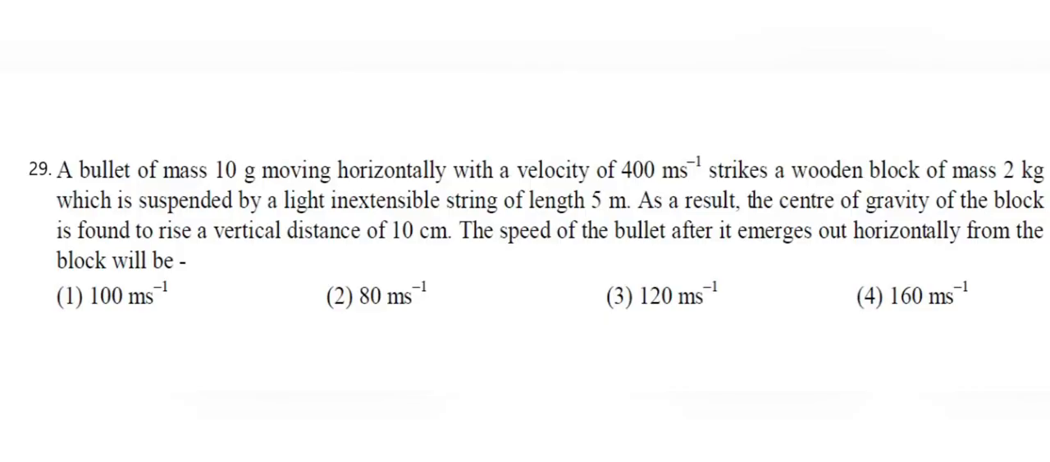Question number 29. A bullet of mass 10 gram moving horizontally with a velocity of 400 m s power minus 1 strikes a wooden block of mass 2 kg which is suspended by a light inextensible string of length 5 meter. As a result, the center of gravity of the block is found to rise a vertical distance of 10 centimeter. The speed of the bullet after it emerges out horizontally from the block will be option 1 100 m s power minus 1, option 2 80 m s power minus 1, option 3 120 m s power minus 1, option 4 160 m s power minus 1.